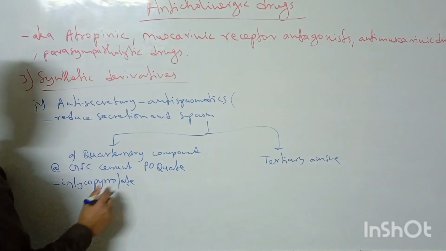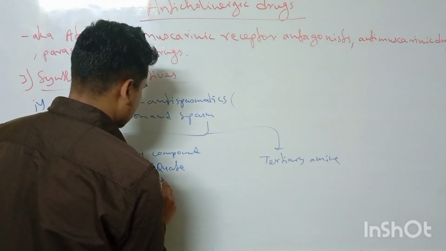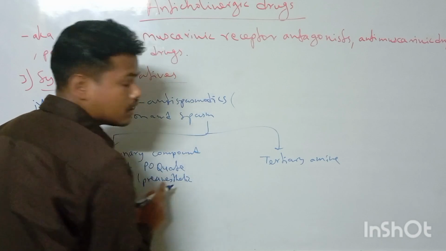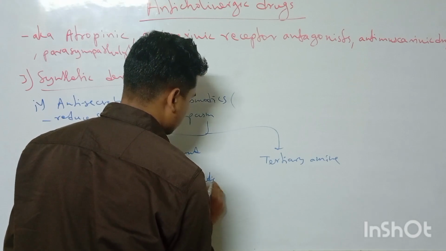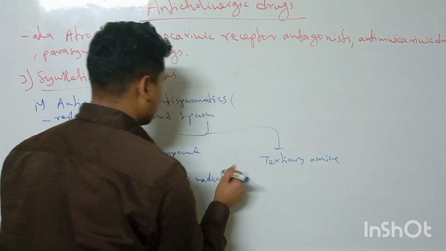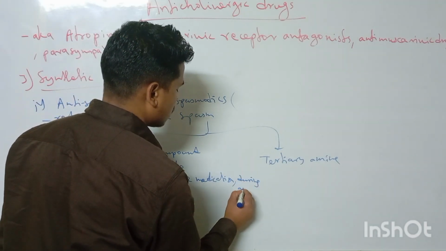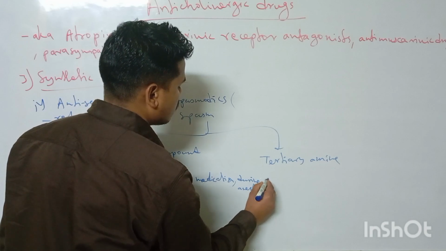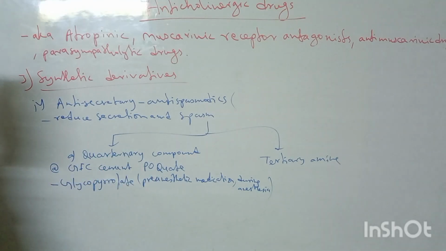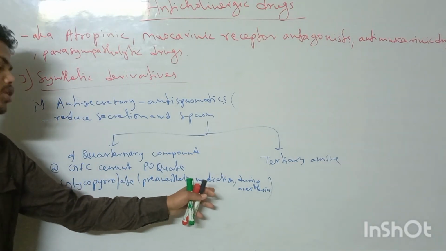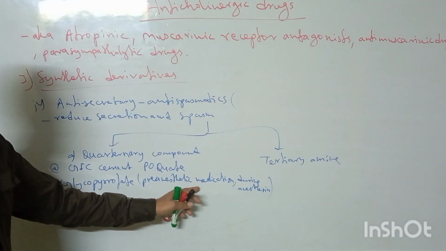Glycopyrrolate is an important pre-anesthetic medication, used before giving anesthesia, and also used during the anesthesia period. I will talk about the uses of all these drugs in detail in subsequent lectures. I am mentioning only some important points here, because this might be asked in MCQs and viva.